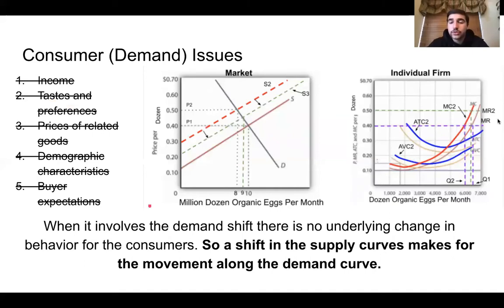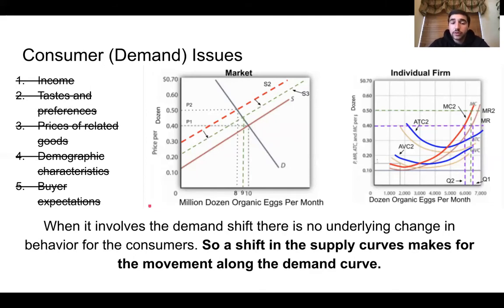Now for the consumer demand issues. On the left, we have the five factors that contribute to the shift of the demand curve: income, tastes and preferences, prices of related goods, demographics and characteristics, and lastly, buyer expectations. When there is a demand shift, there's an underlying change in behavior for the consumer. So a shift in the supply curve makes for a movement along the demand curve, as you can see in the graph above.